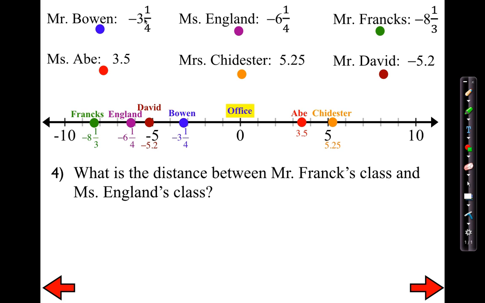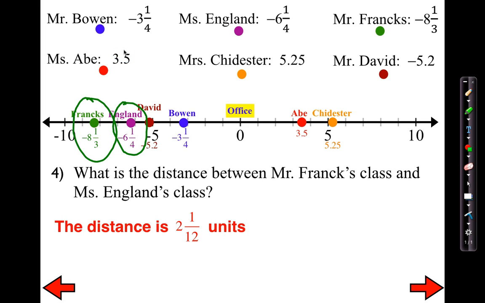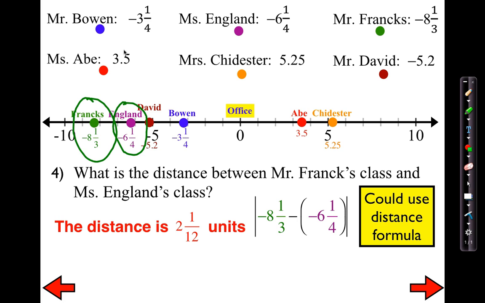Same idea. At this point, I'd like you to pause the video and try this one by yourself. Okay, so let's see how we did. First, we're finding the distance between Mr. Frank's class and Miss England's class, which is right here. We're going to find the absolute value of the difference between these two points, which should have given you 2 and 1/12.